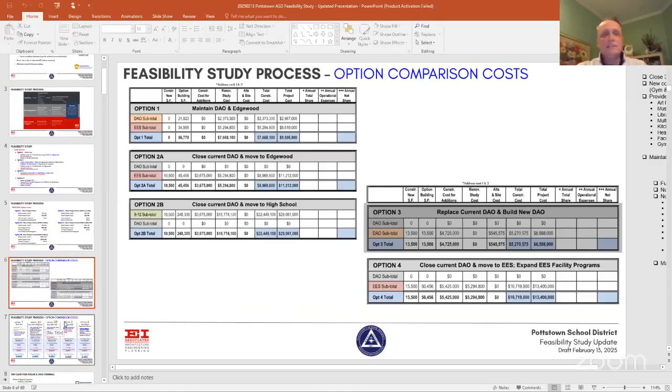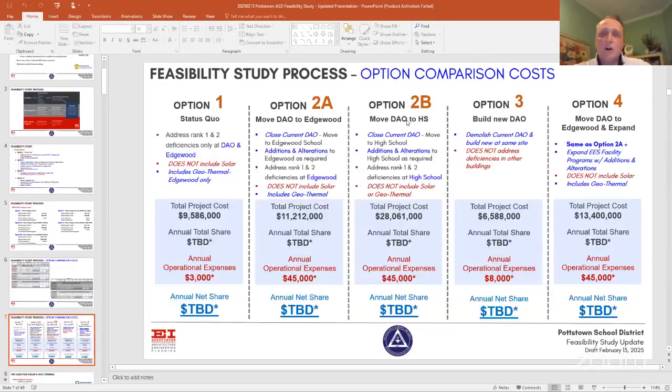So as we're packaging this together, we started looking at operational costs, annual operational savings. Now, please keep in mind that this is a snapshot in time. We have several things that we're working on that can positively impact the annual operating expense savings. But as you can see here, status quo, we're really not getting much savings with the district administration office. We're only projecting about $3,000 worth of efficiency savings by knocking down and building new, even though we're on a smaller footprint. Excuse me, just addressing the deficiencies here, rank 1.